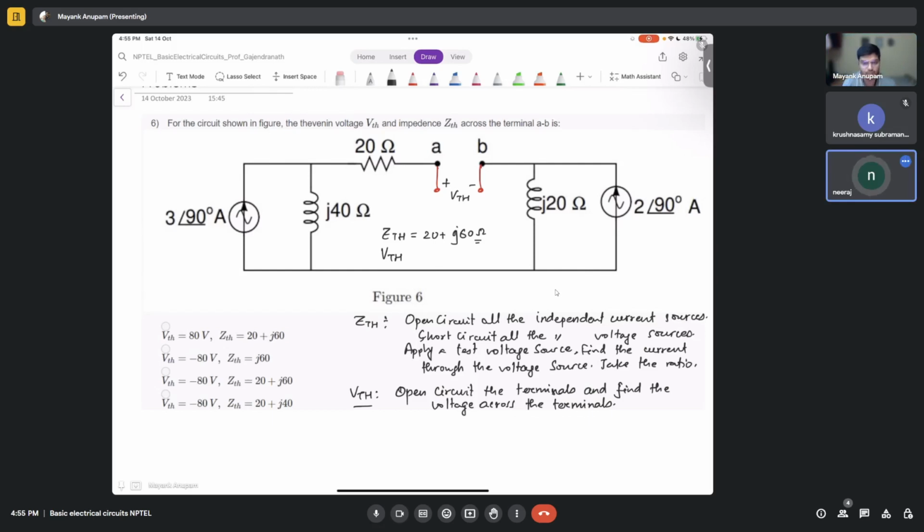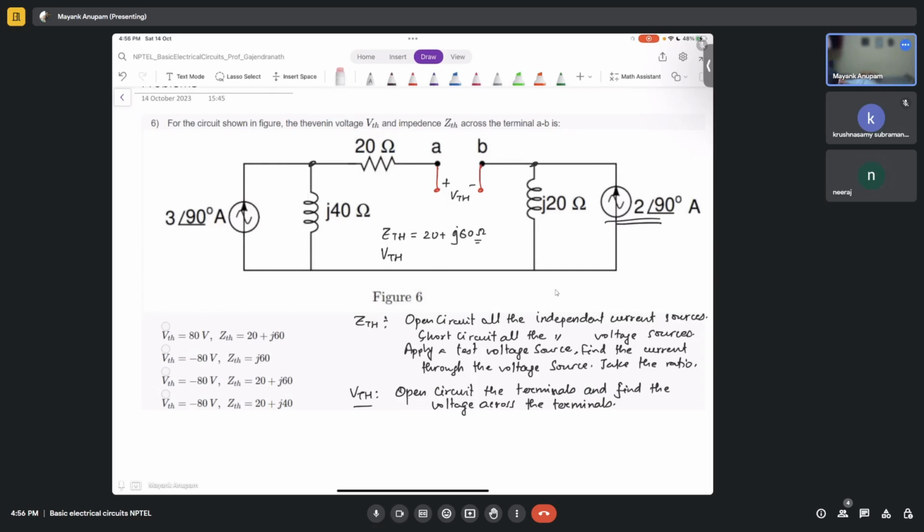So you can use superposition here, right? But that is not required here, simply because this is open circuited, there can be no current flowing in this branch. So there is no information in this branch. The current that is flowing here will simply circulate here. So you can simply find out the voltage at this point due to this current source, and at this point due to this current source here, and then simply take the difference, right? So what is the voltage at this point?